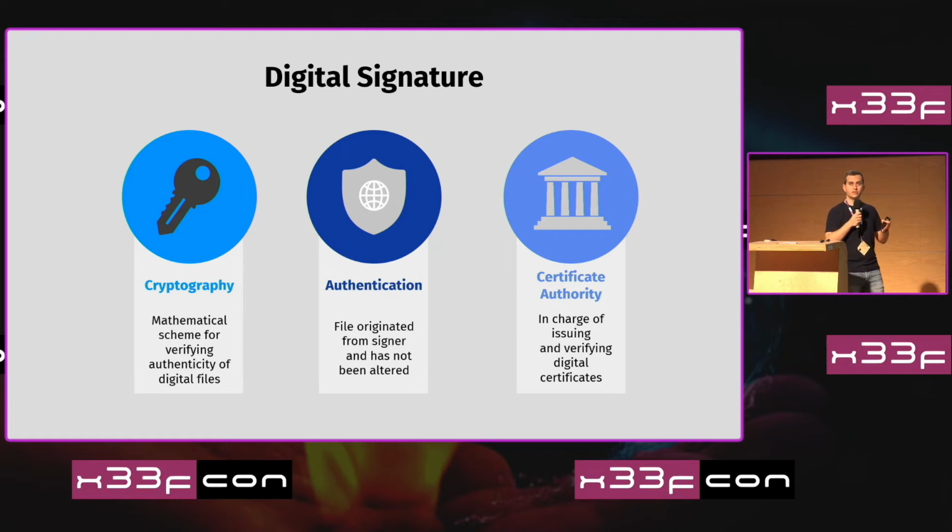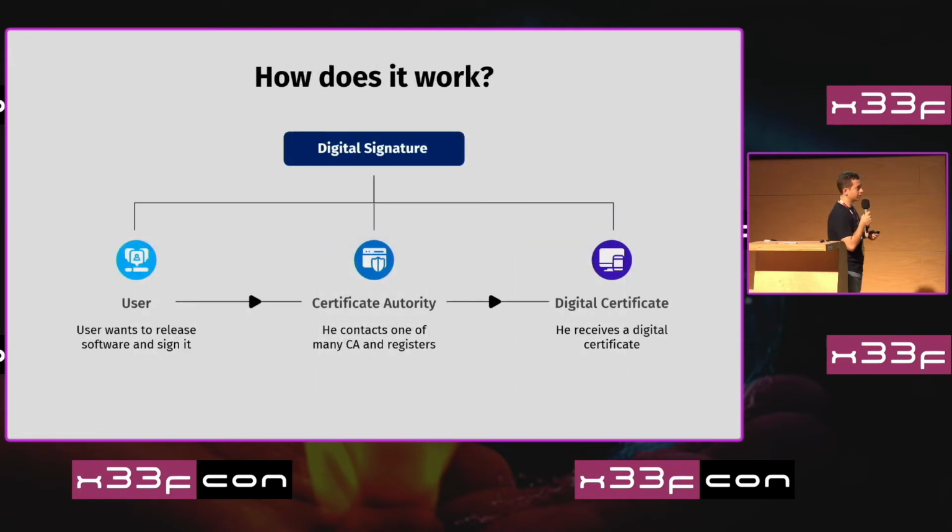And there's this entity called a certificate authority, which issues digital certificates in order to have us sign those files. So how does this whole process work? We have a user, a software developer. He wants to sign his software, so he contacts one of many third-party trusted certificate authorities and registers with them. Once he registers with them, he can get this digital certificate that will allow him to sign files.